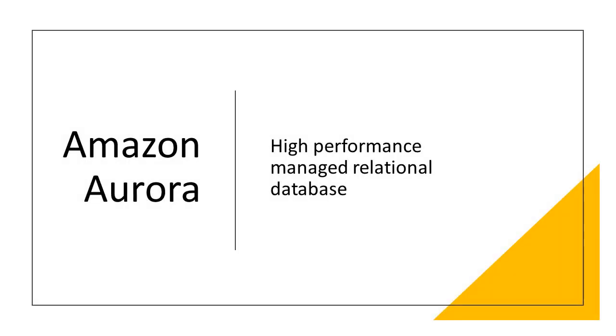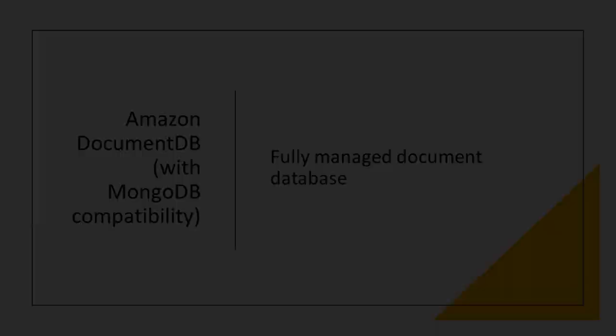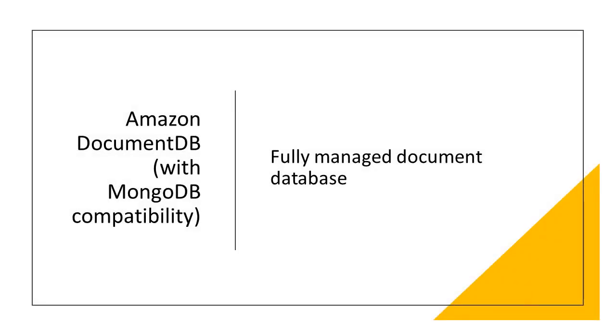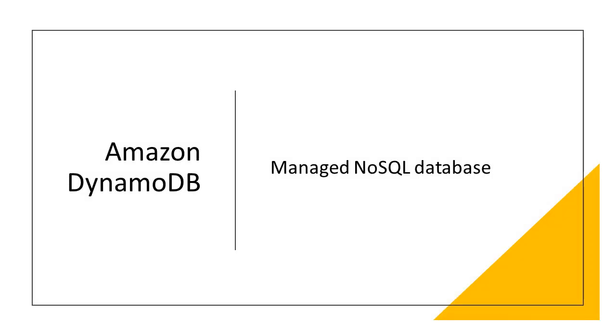Amazon Aurora is a MySQL and PostgreSQL compatible relational database built for the cloud that combines the performance and availability of traditional enterprise databases with the simplicity and cost-effectiveness of open-source databases. Amazon DocumentDB Service. Amazon DocumentDB is a fully managed, enterprise-ready document database service that scales JSON workloads with ease. Amazon DynamoDB Service. Amazon DynamoDB is a fully managed, serverless, key-value NoSQL database designed to run high-performance applications at any scale.